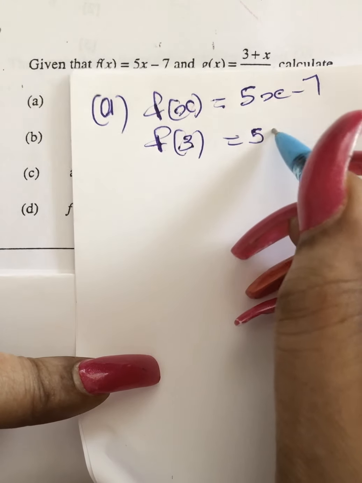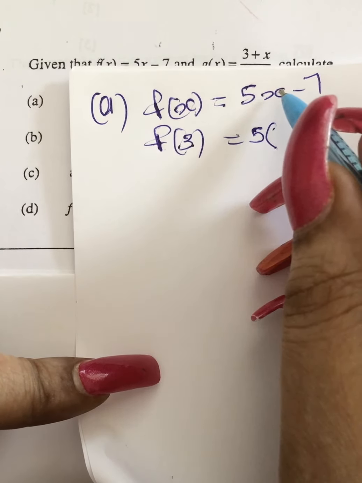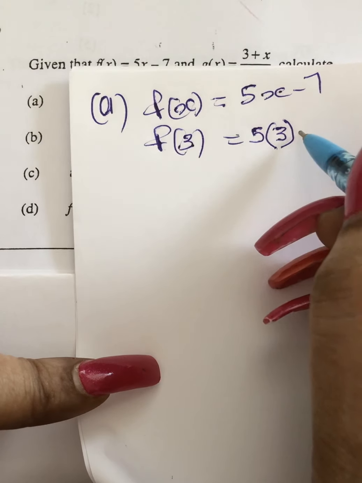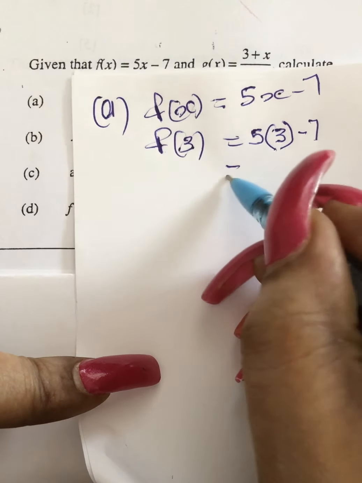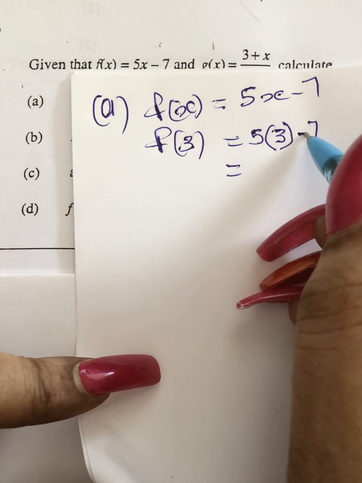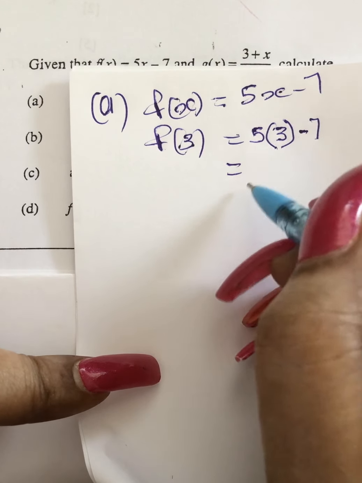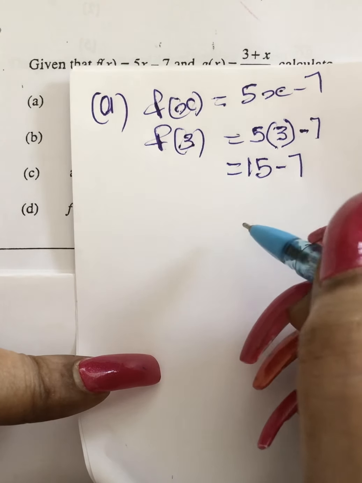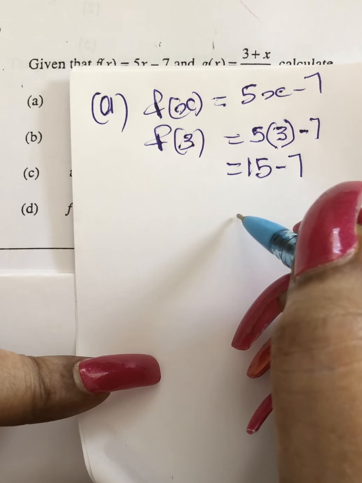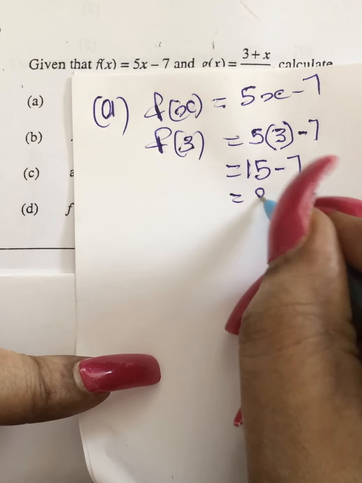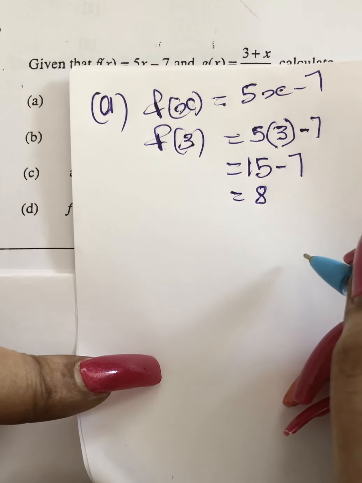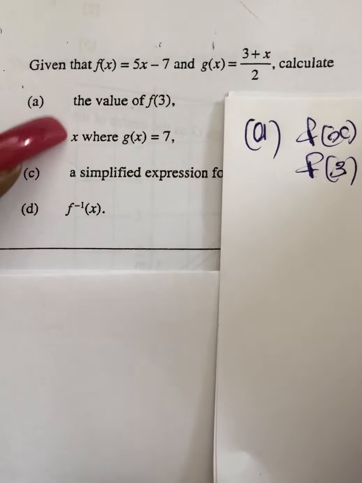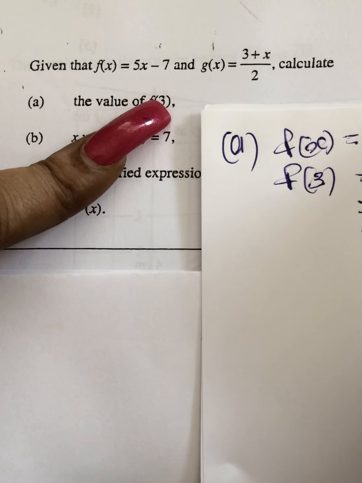And our function says 5x, which is 5 times x. In this case, our x is replaced using the number 3. So multiplication comes before subtraction with PEMDAS. 5 times 3, and we are going to subtract 7. All right, 15 minus 7 leaves us with 8. So we would have completed part A, which asks us to find the value of f of 3.